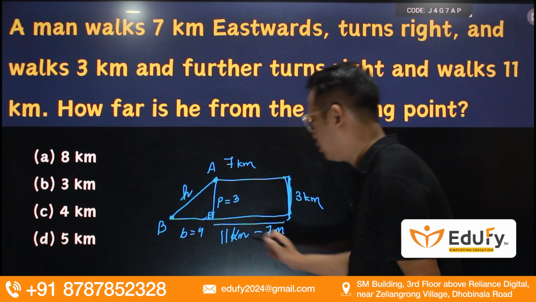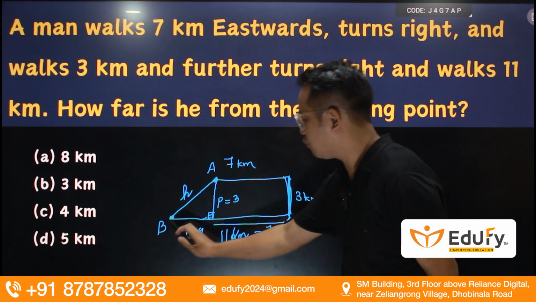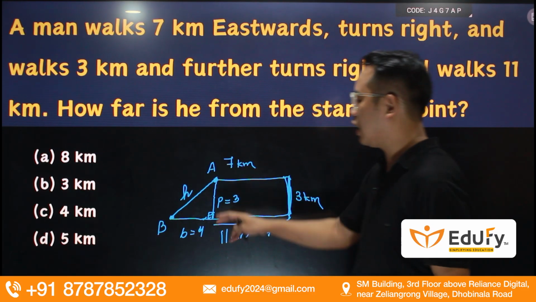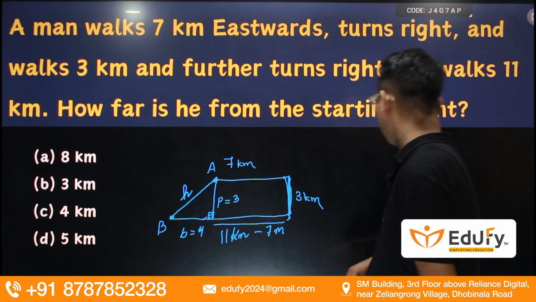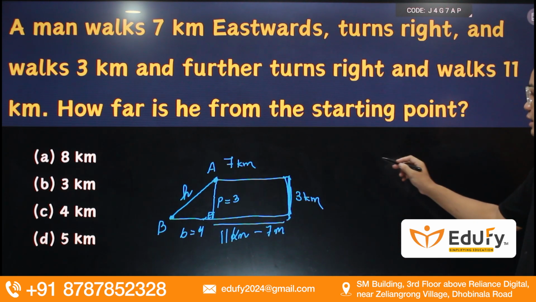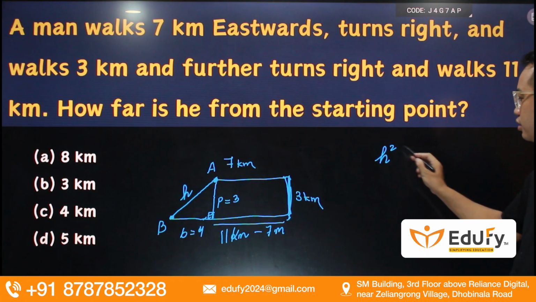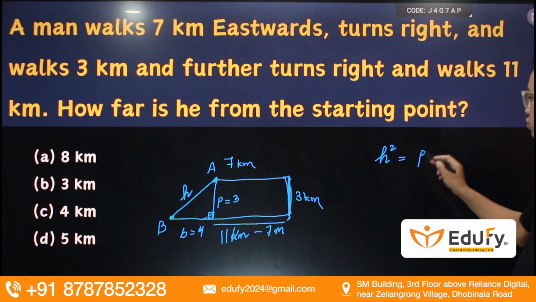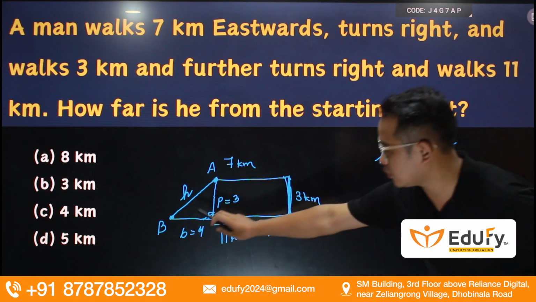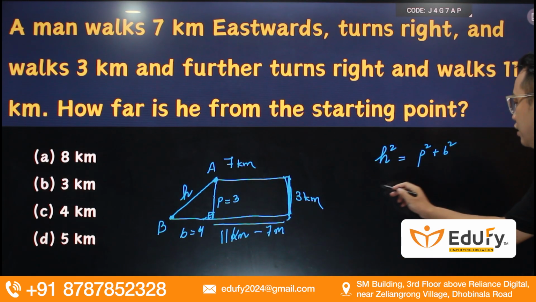So this is 4. Okay, 7 plus 4 will give you 11, the total. So this distance should be your 4. So now I've got my perpendicular and I've got my base. Now the Pythagoras theorem formula is hypotenuse square is equal to perpendicular square plus base square. So this is your formula. Okay, so H is your shortest distance, so let me put in the values.